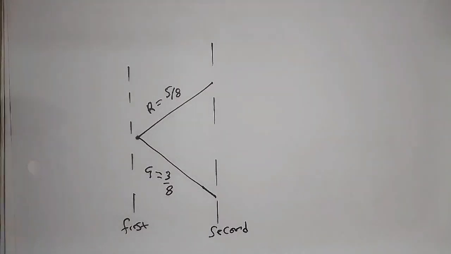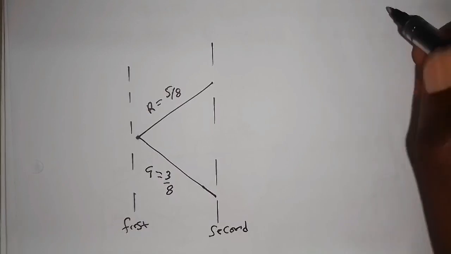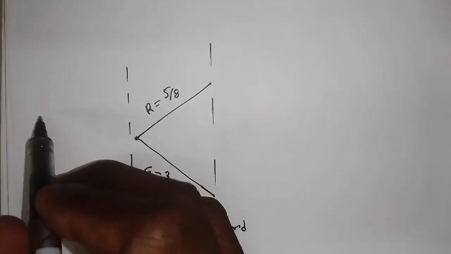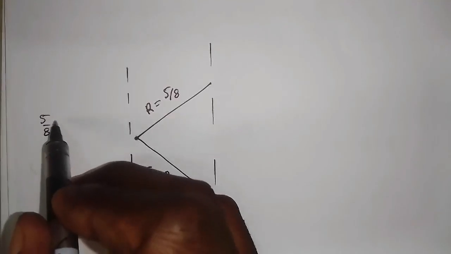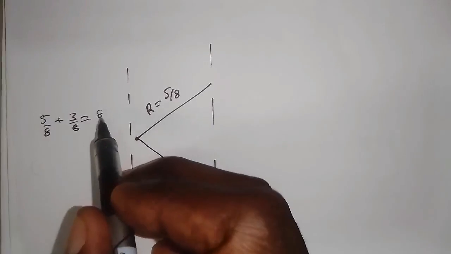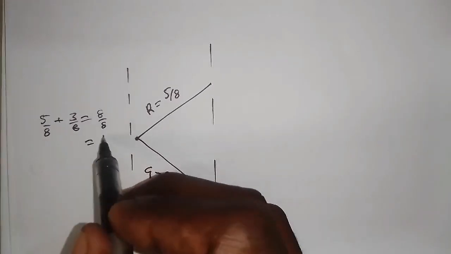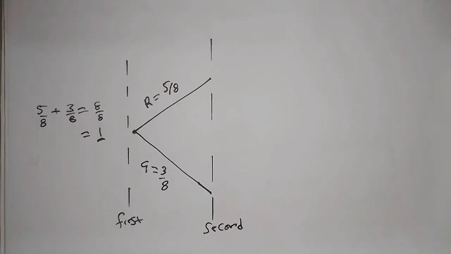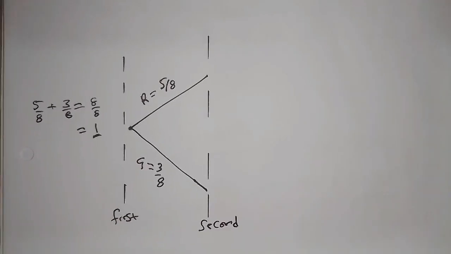So when you look at this red and green, when you combine them, it's 5 over 8 plus 3 over 8. So we are going to have 8 over 8, which is just 1. So the probability of these 2 different balls should actually give you the sum of 1.